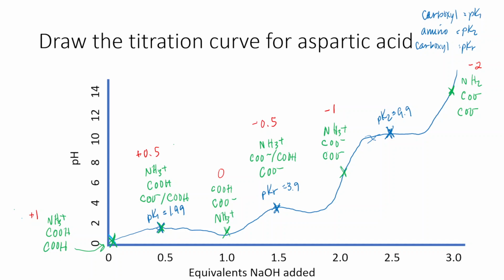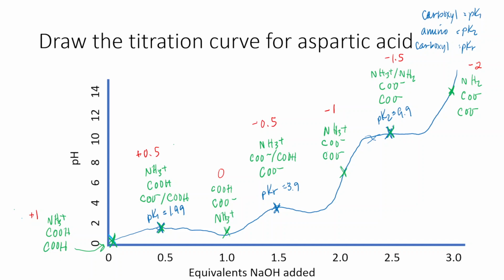And that brings us to our last half equivalence point at our pK2. And that is the pK for which functional group? The amino group, yeah. So at this point, both of our carboxyls are fully deprotonated. And what does our amino group look like? Yeah, exactly. It's half protonated, half deprotonated. So we have an overall charge of about what? Yeah, -1.5.